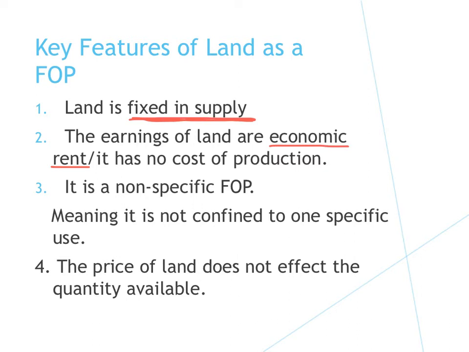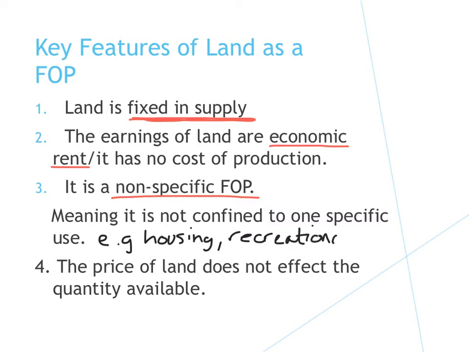It is a non-specific factor of production. Means that it's not confined to one specific use. So for example, with land we can use it for housing, we can use it for recreational, so things like parks, playgrounds. We can use it for commercial, so things like buildings, factories and so on.